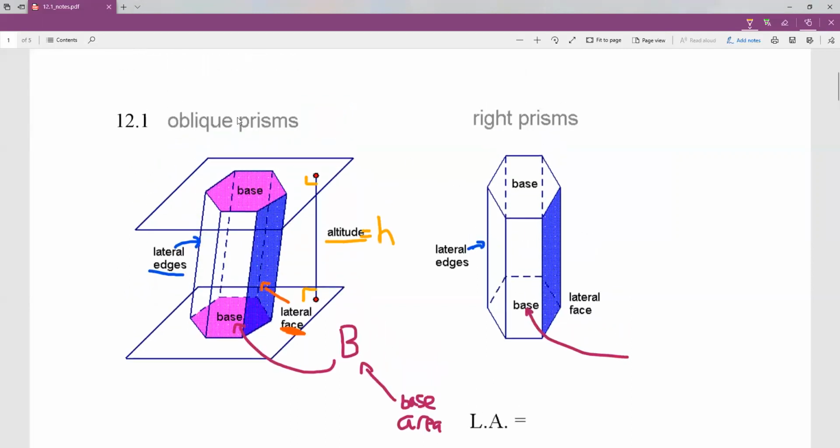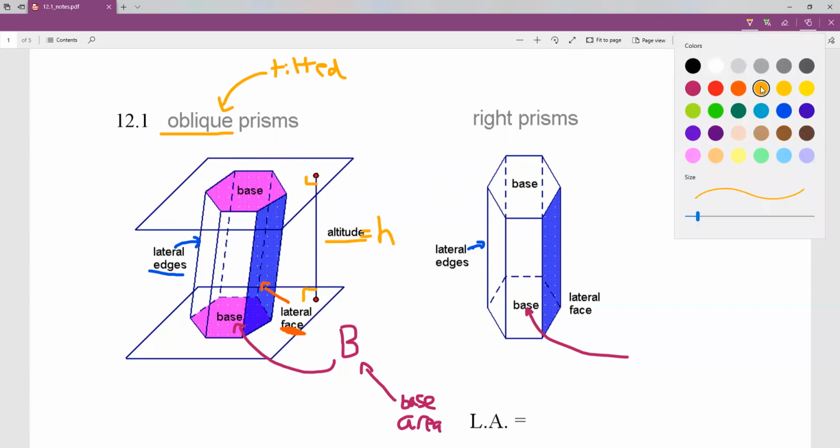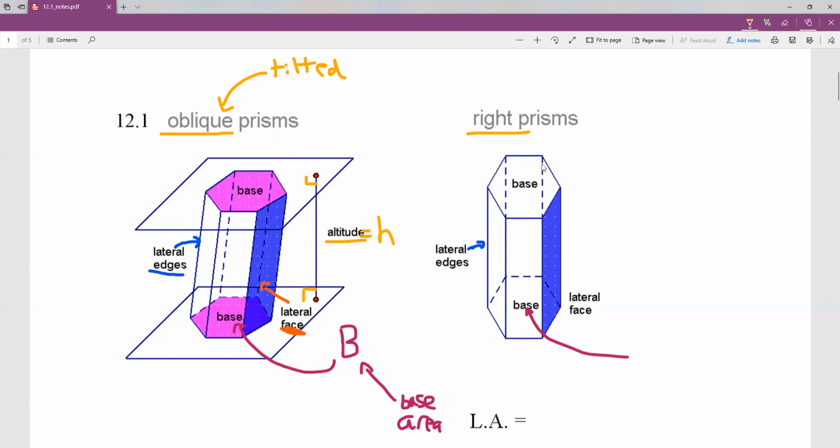If it is an oblique prism, oblique just means kind of tilted, a little off center. The altitude has to be perpendicular to the base. However, in a right prism, which means it's standing straight up and down, notice here we don't have any height drawn. That's because in a right prism, your lateral edges are your heights. All these lateral edges are going to be perpendicular to the bases. But that's only in right prisms.